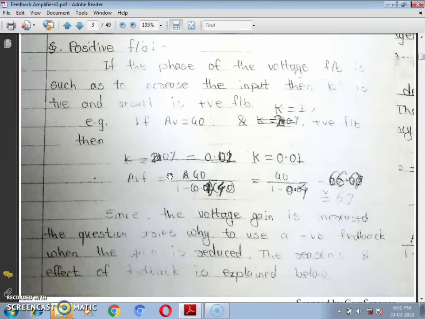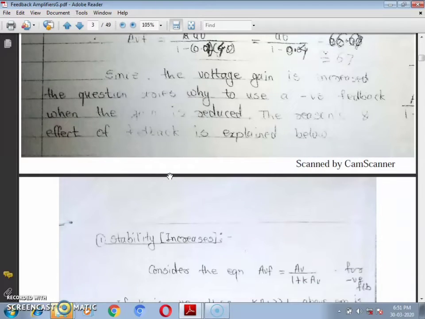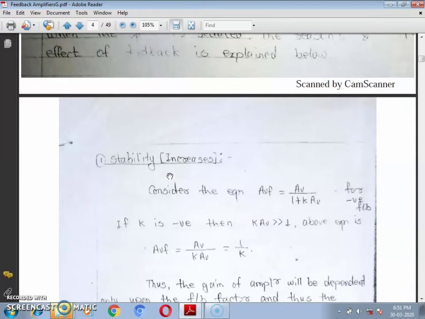So the voltage gain is increased in the case of positive feedback, and in the case of negative feedback, the gain is decreased. In most applications, negative feedback is preferred because there are a number of advantages. The first advantage is improved stability. So what is meant by stability? We know that the voltage gain with feedback for negative feedback is given as AV divided by 1 minus of minus KAV, finally AV divided by 1 plus KAV for negative feedback.